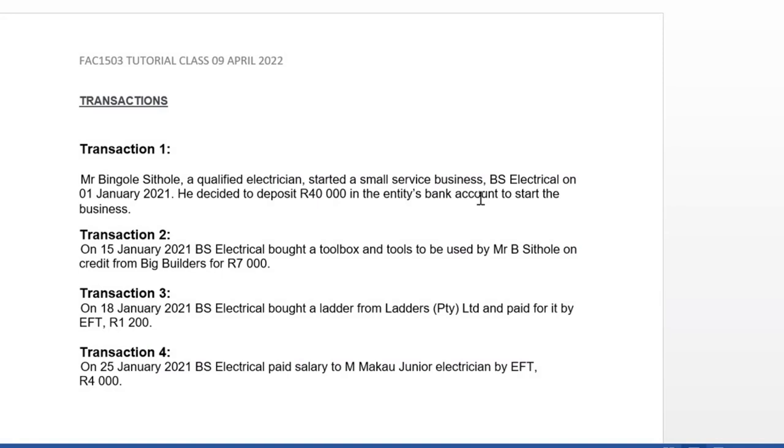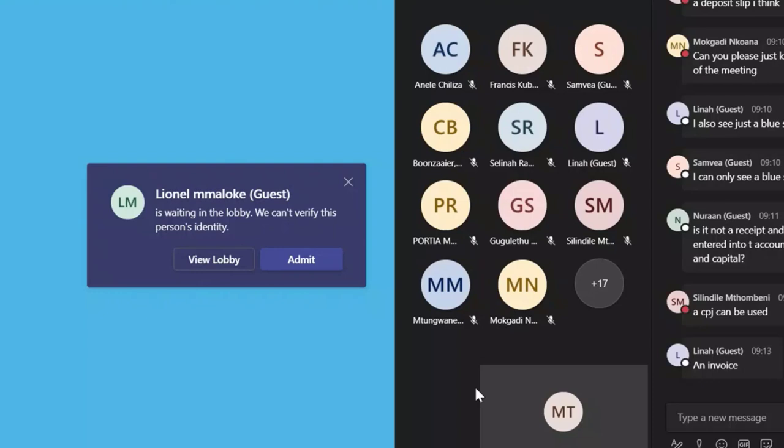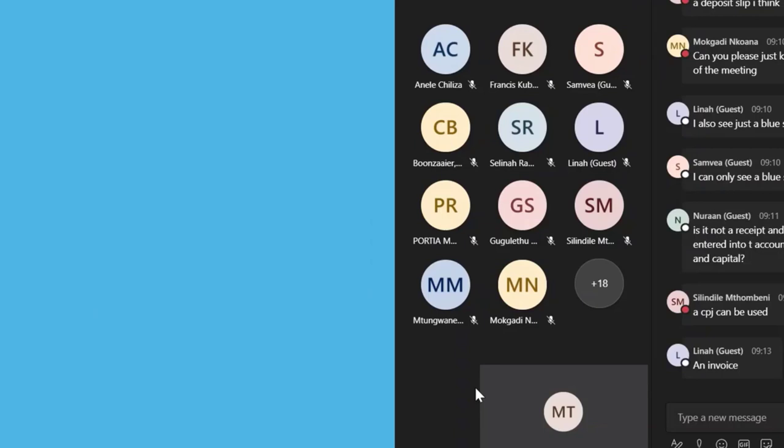So basically, the source document for transaction one would be what? The bank statement. You'll be looking at money coming in, the bank statement. So you'll be looking at the 40,000 coming into the bank account with Mr. Bongile writing there as capital. So basically, this is the capital that he's deposited in the business. So the source document for transaction one will be the bank statement.